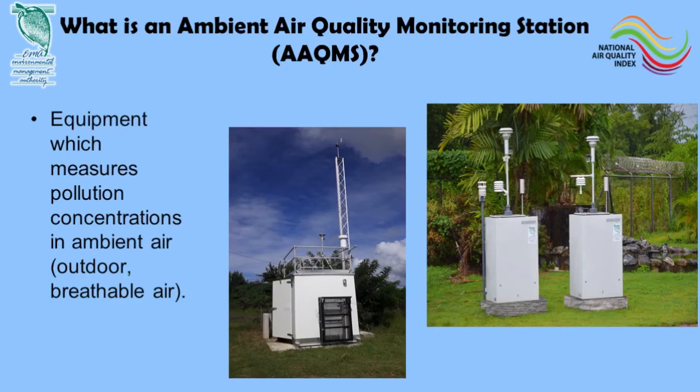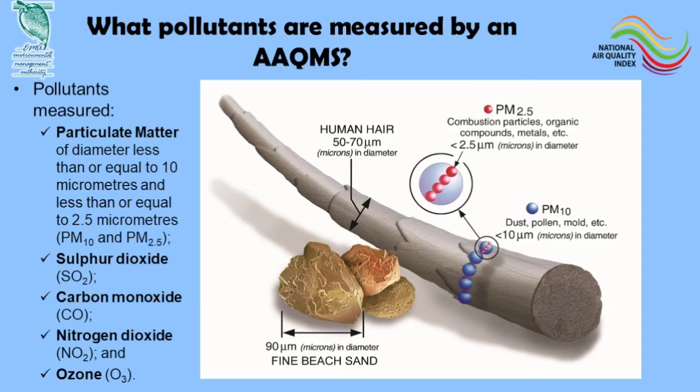Six criteria air pollutants are measured at each station. Criteria pollutants are the most common air pollutants found in the atmosphere as a result of man-made activities. They are the most common byproduct of transportation and industrial activities that produce acute effects on human health.